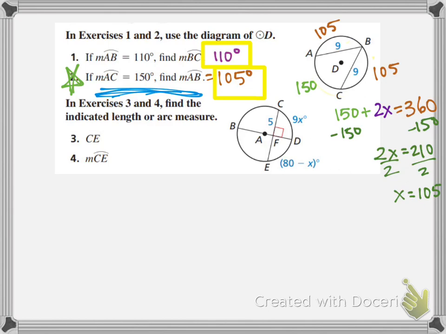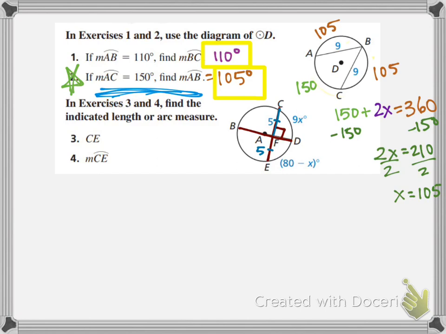Okay, and then the last question. So we're given a new picture, and then find the indicated length or arc measure. So we're going to find the length of CE. CE is a chord. We know that this chord and the diameter are perpendicular, so that means the chord is cut into two perfect halves. So if this top half is 5, Zoe, I'm sorry guys, I may or may not be hiding from my daughter. So, we know this top half is 5, so that means the bottom half will also be 5.